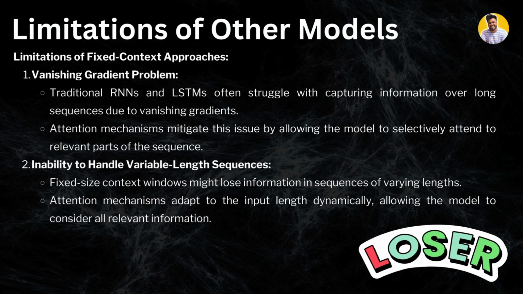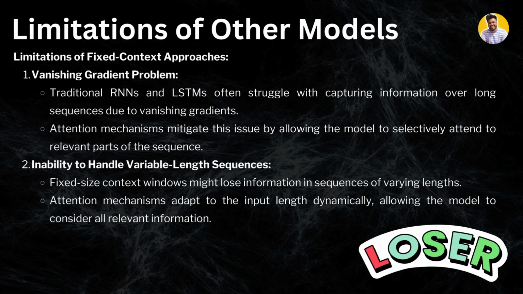And the fixed size context windows, as we already learned in our day 7 and 8 videos on word2vec, where we use fixed size windows, might lose information in sequences of varying lengths. Because we have to fix the window size at 2, 3 or 4. But the attention mechanism adapts to the input length dynamically, so it allows the model to consider all the relevant information. That's why the attention mechanism is better than all the methods we have learned until now, like word2vec, n-grams and GloVe.